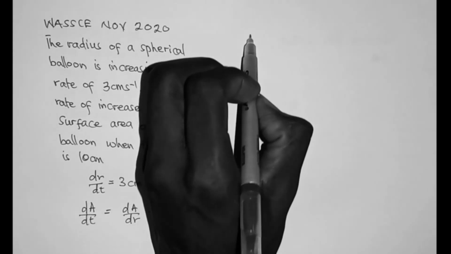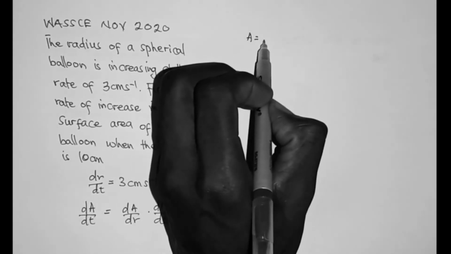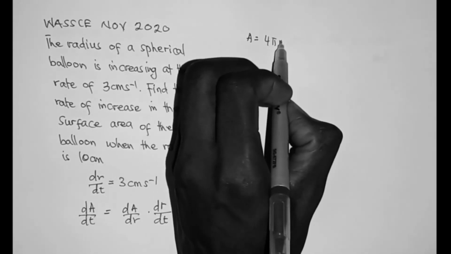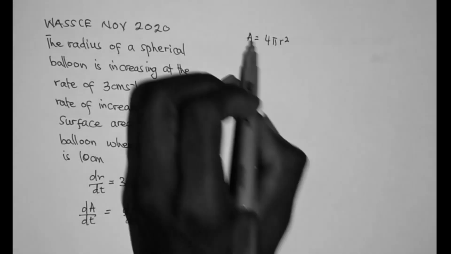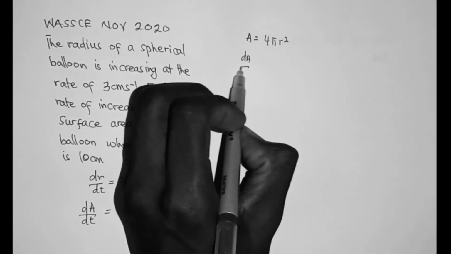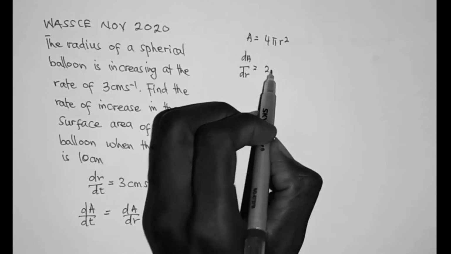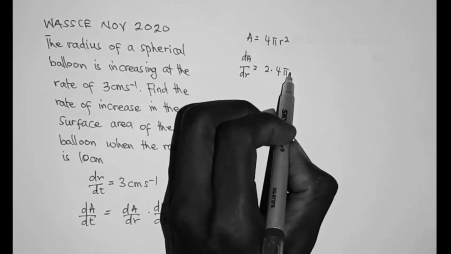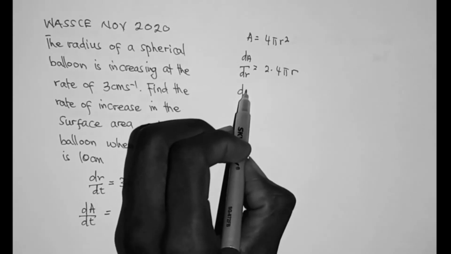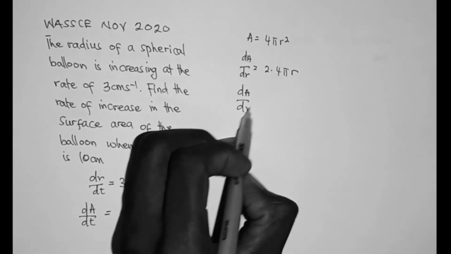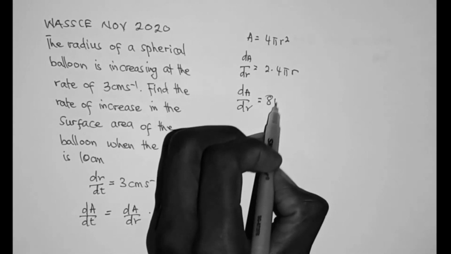Now let's find the area of a sphere. The area of a sphere is given as 4 pi r squared. So from here, what is dA/dr? It is equal to 2 times 4 pi r. So dA/dr is equal to 8 pi r.